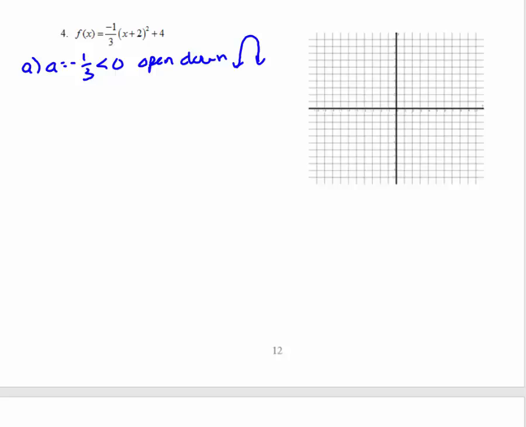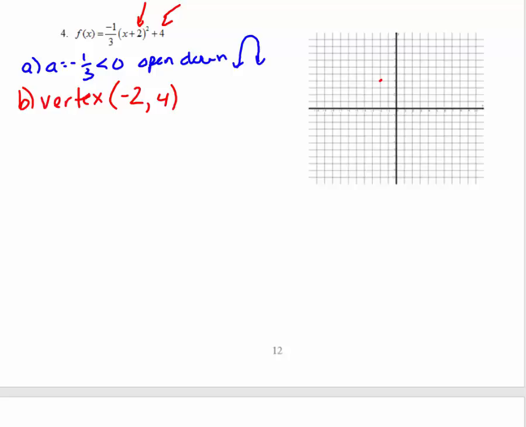Part B is to find the vertex. Well, when we're in this form, the vertex pops out, so we don't have much work to do. The vertex is the opposite of 1 on the inside, so it's going to be a -2, and the outer one stays the same, so it's going to be a +4. So my vertex is -2, 4. So let's go ahead and plot a vertex, -2, 4.